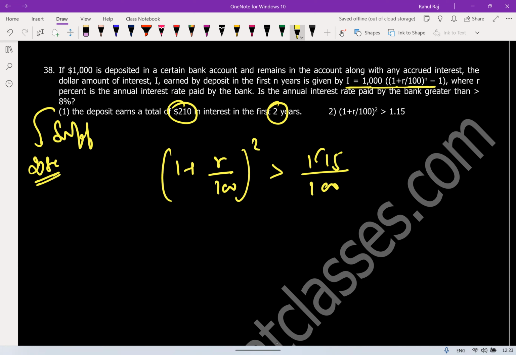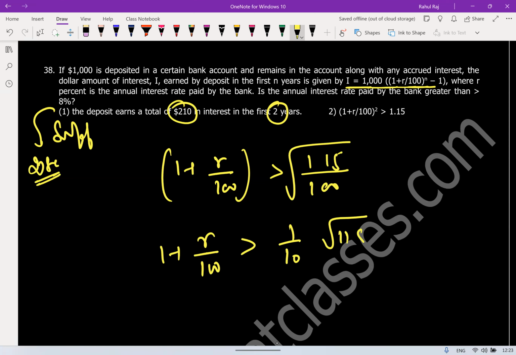When you take a root on both sides, the square goes off and 1.15 becomes root of 115 by 10. So 1 plus R by 100 is greater than 1 by 10 root of 115. Now your job is not to calculate exactly what root of 115 is. There is something called Vedic math; in 2 steps, you'll be able to calculate the exact value in 2 seconds. But you will have to learn that, and you don't have to do all those things.